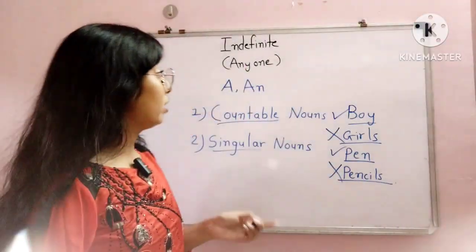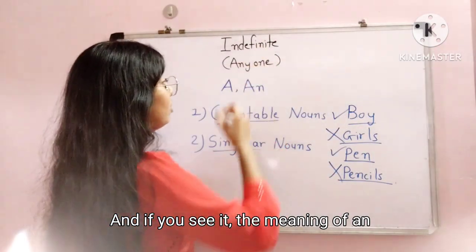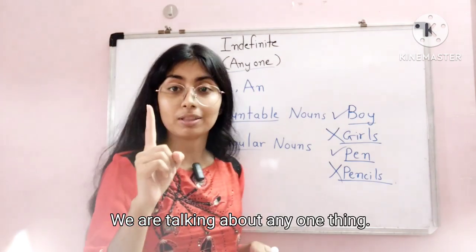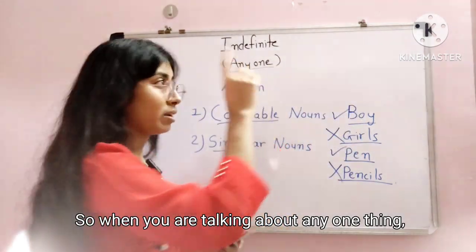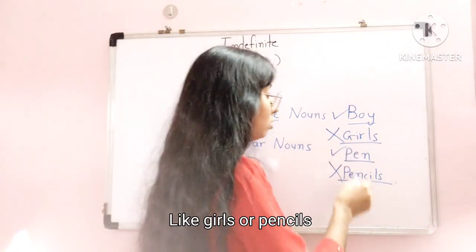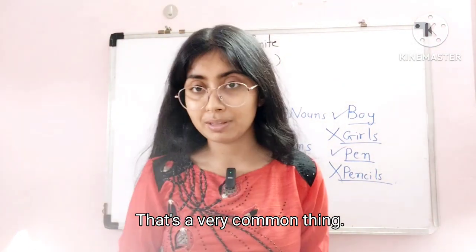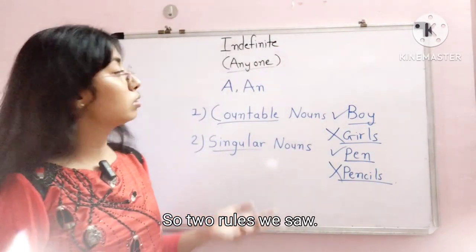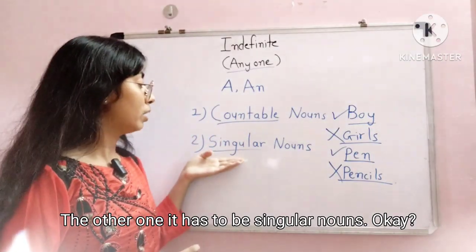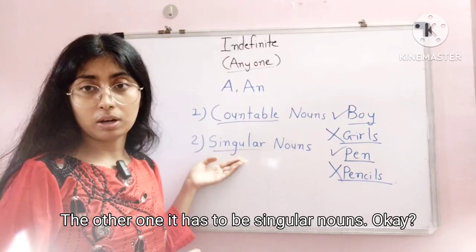That's the rule. And if you see it, the meaning of indefinite itself is anyone. We are talking about any one thing. So when you are talking about any one thing, how can you use something which is more than one, like girls or pencils? That's a very common thing, right? So 2 rules we saw. One, it has to be countable nouns. The other one, it has to be singular nouns.